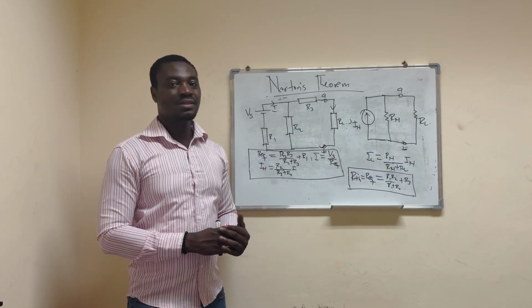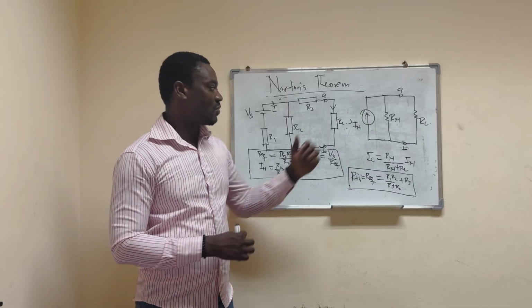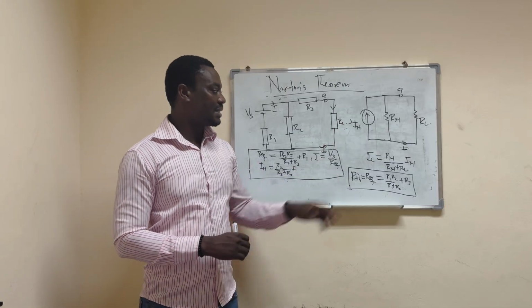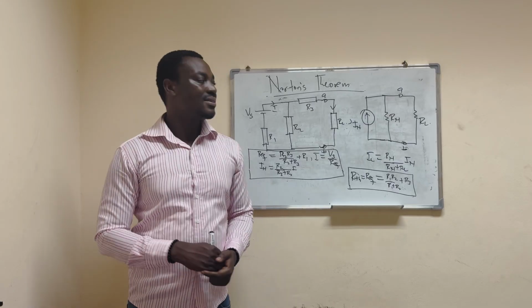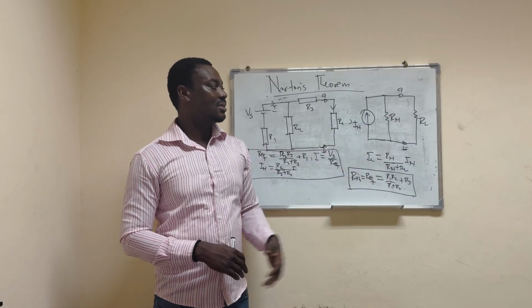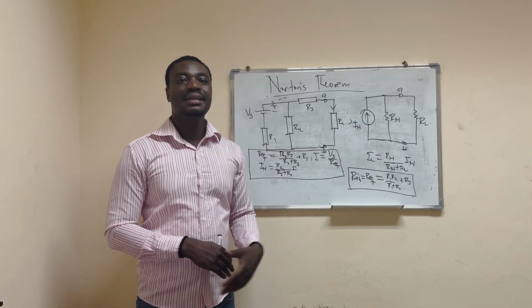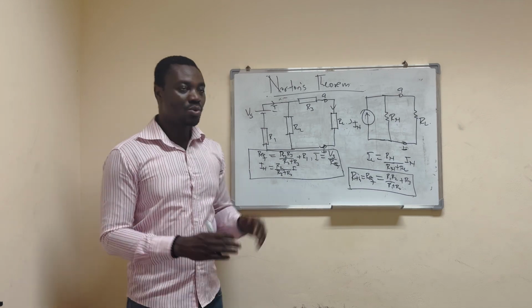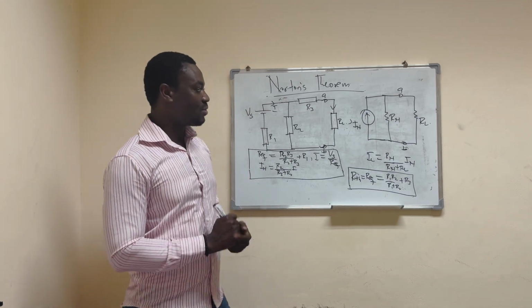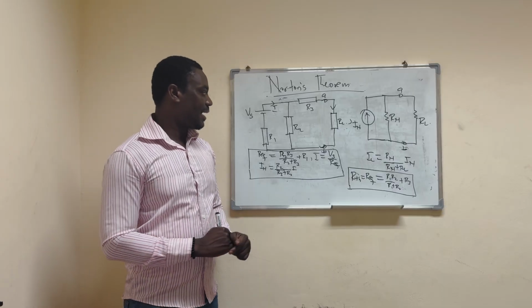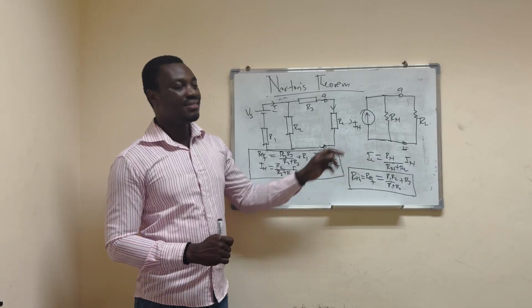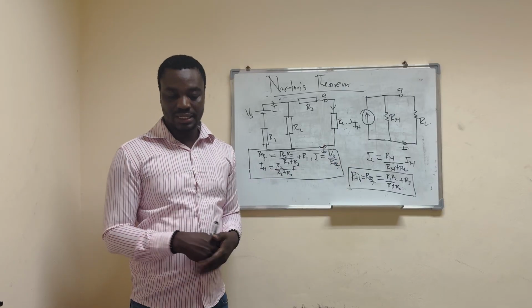When it comes to Norton's theorem, we know that Norton's equivalent circuit consists of a current source in parallel with a resistor, which is Rn. So we have In in parallel with Rn. So that is the equivalent circuit. We have to first get In and Rn. In getting In, which is the Norton current, it is the short circuit current.